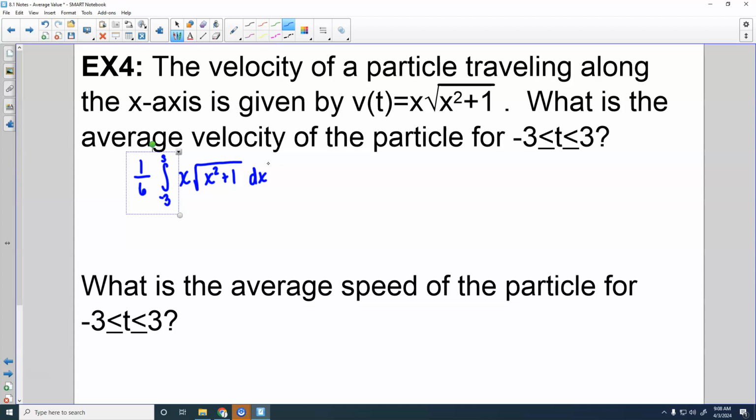We got to do u du. So u, in this case, what would it be, Liam? Good. And then what is du? Almost. What is the derivative of x squared plus 1? 2x dx. So we've got our x here and our dx, which we need, but we're missing the 2. So we're going to put a 2 right here, which means we must put a 1/2 out front.